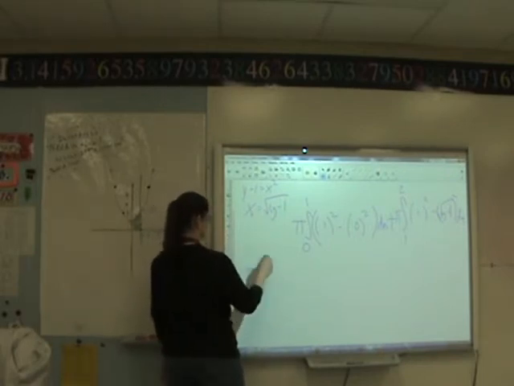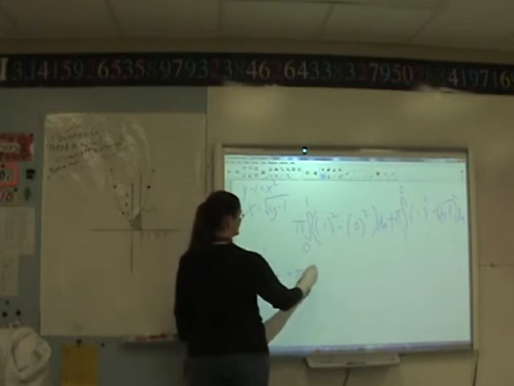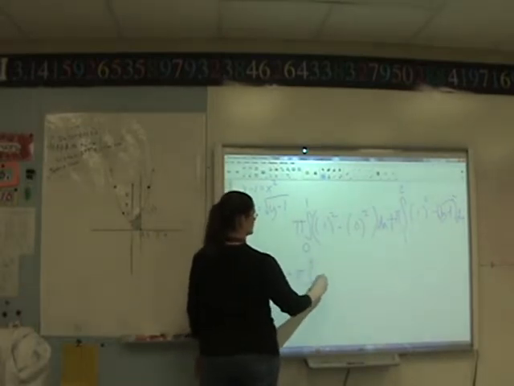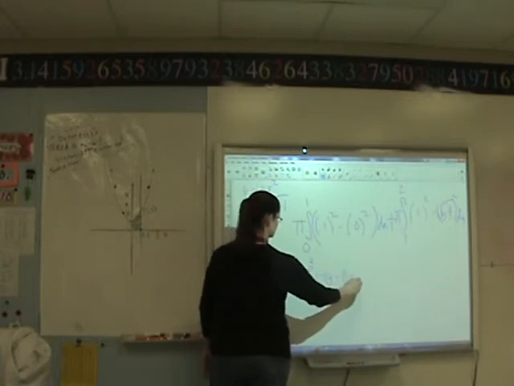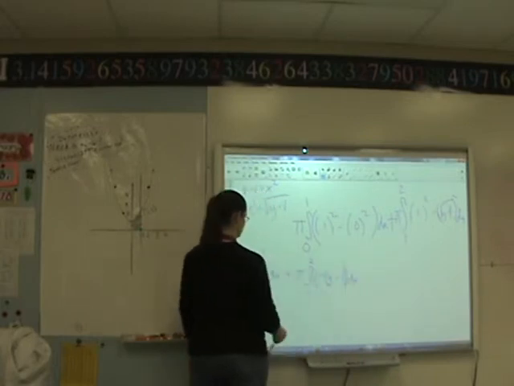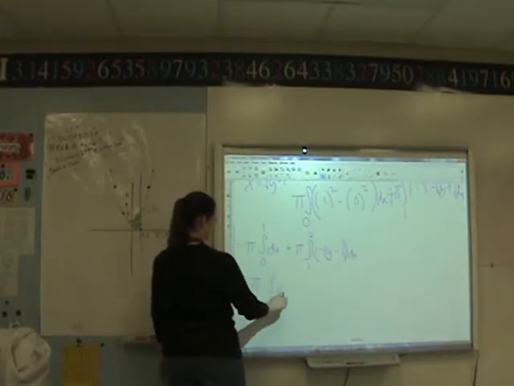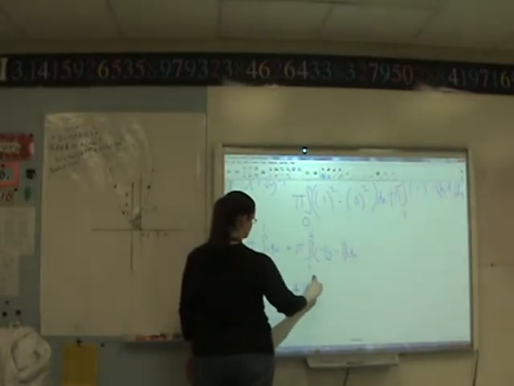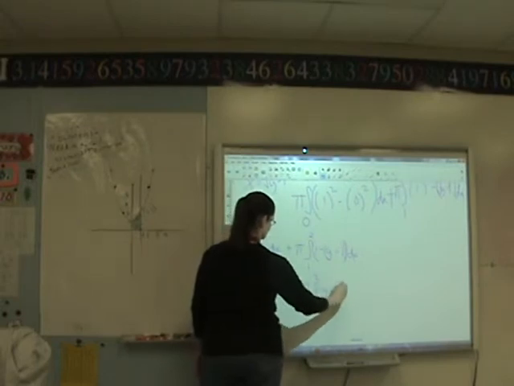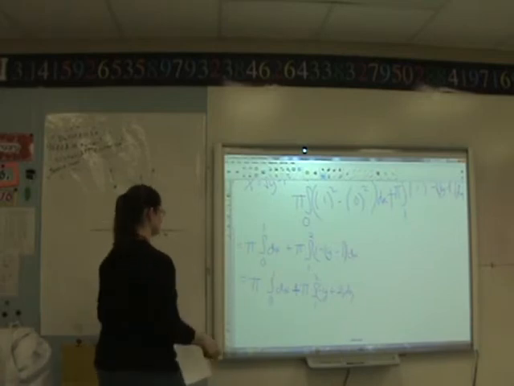Pi from 0 to 1. This first part is just a dy. Plus pi from 1 to 2 of 1 minus y minus 1. Let's go ahead and simplify this. A minus times a minus is a plus. Negative y plus 2, dy. Now we're ready to integrate.